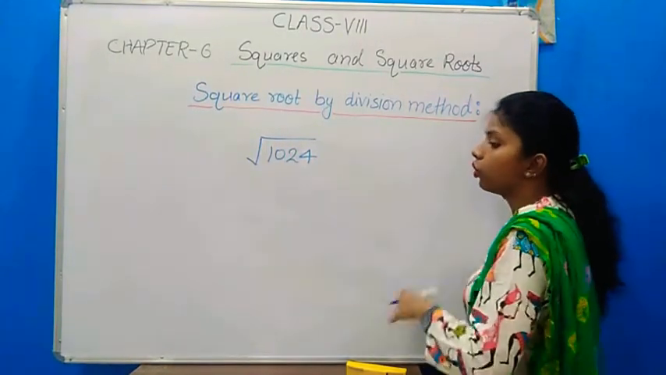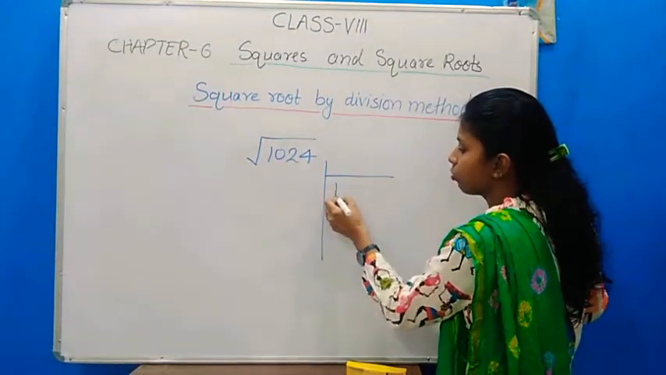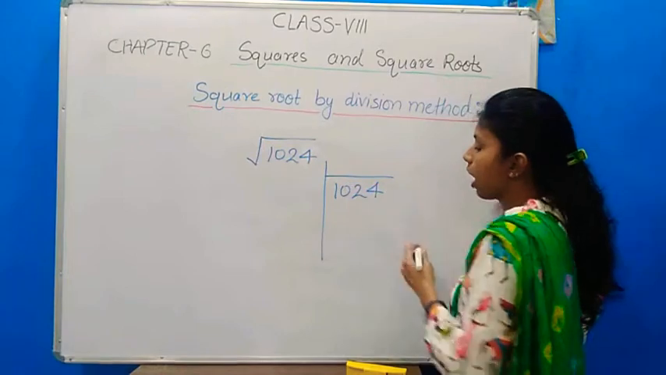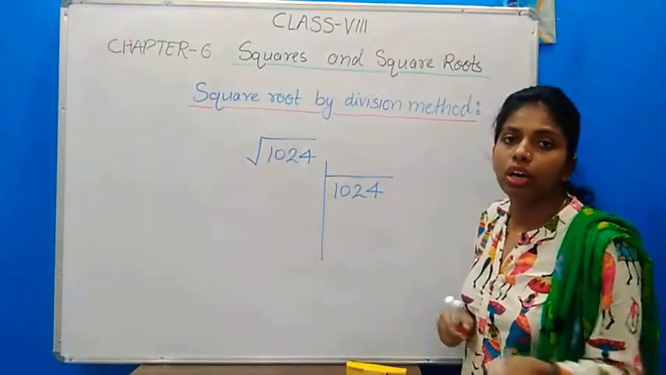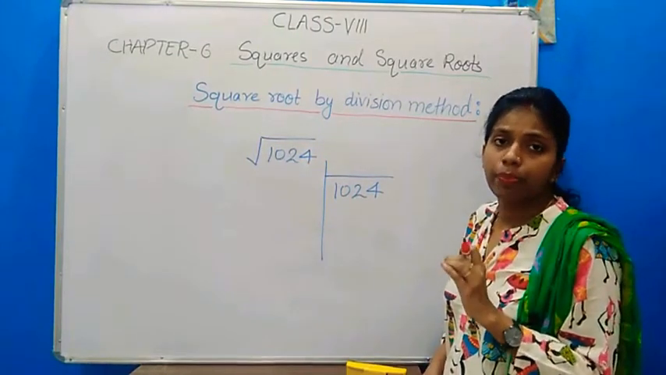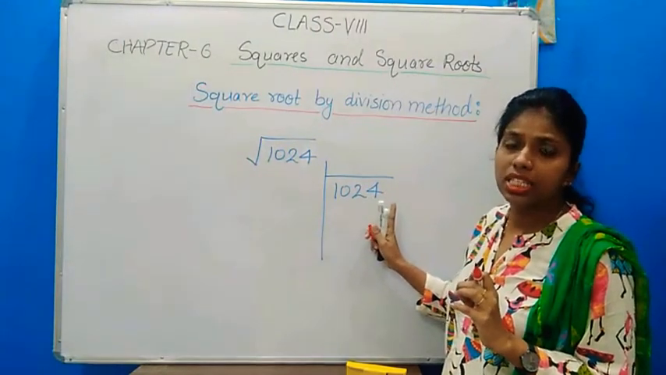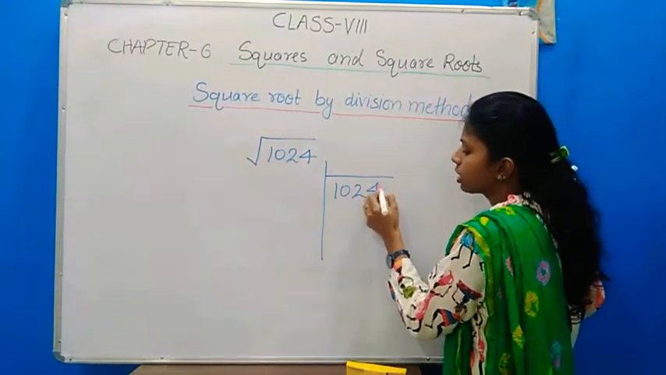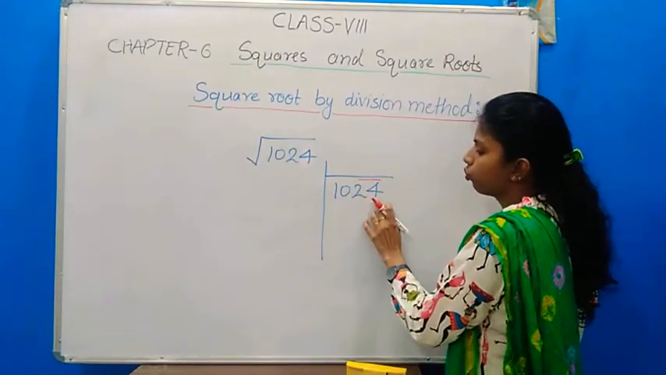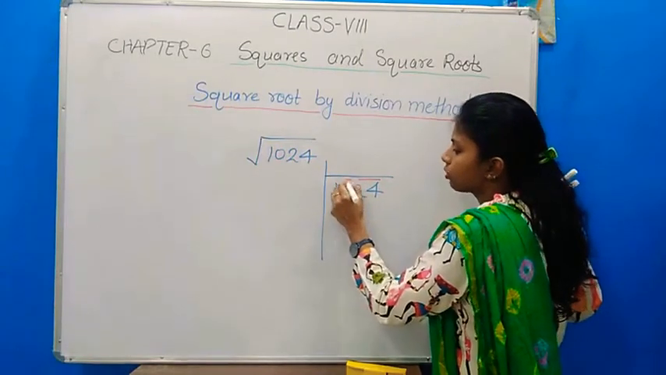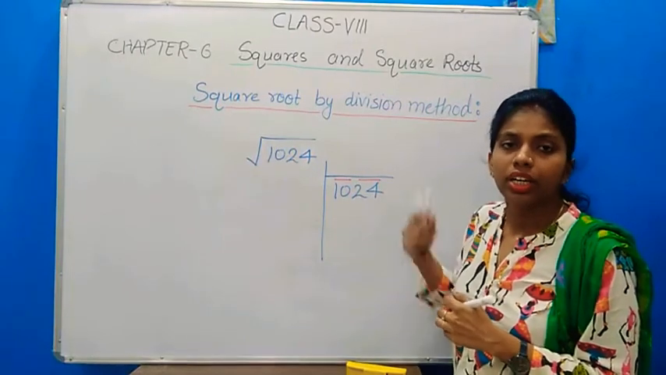So what are we going to do? We are going to use the same method. First we write the number like this. It is 1024. Now what is the next step? We put a bar over each pair of digits, starting from the ones place. Here the ones place is 4, so we put a bar over one pair, meaning 4 and 2. Then the next pair is what? 0 and 1. Here there are 2 pairs of numbers.